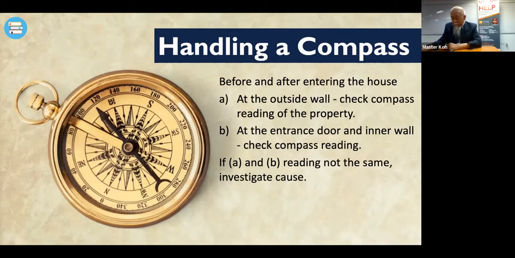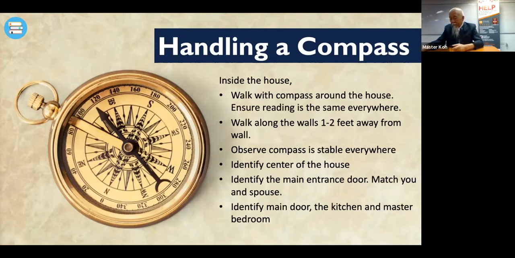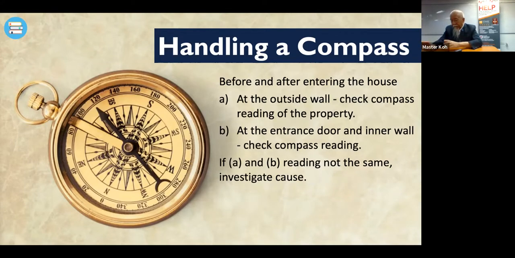Yes, let me give you another example. So therefore, what you do is you take the compass. First, from outside the house, you walk around. If it is a bungalow, you walk around the area of the garden outside the house and see if the compass is stationary and doesn't wobble around or shiver, and it's very stable. Then we know that the energy within the garden is stable.